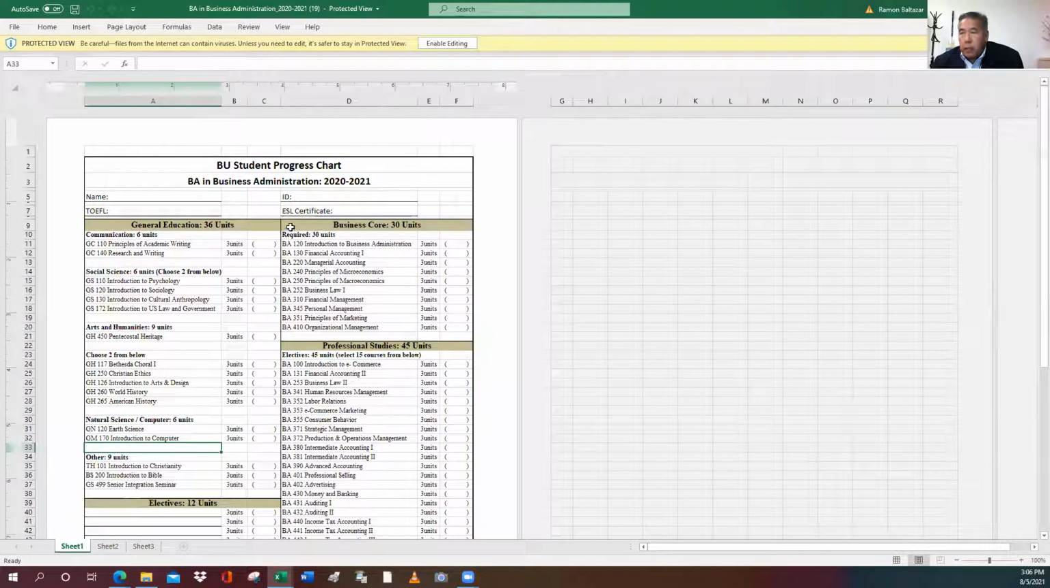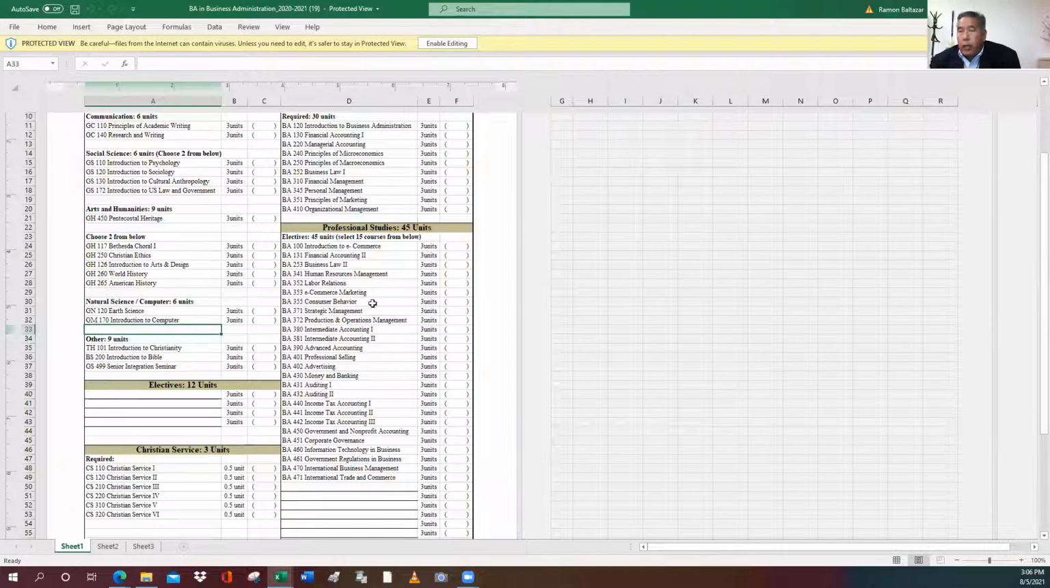Okay, whether it's in legal, business, or sports management, most of these classes are your core concentration. 30 units, which will be all of this. You have to complete all of this in 4 semesters. Now, the next part, okay, professional studies, 45 units. You can take 15 out of any of this, okay? It doesn't have to be all.